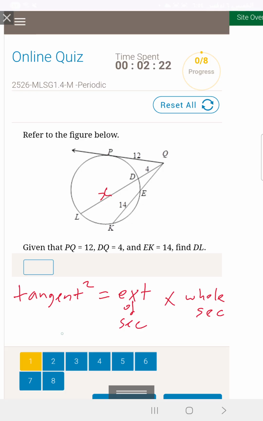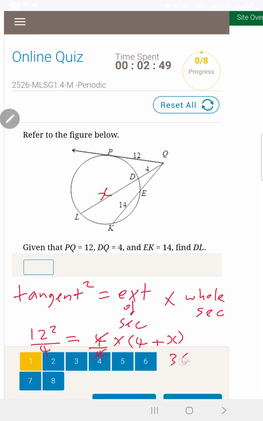So depending on this formula, we can see now the tangent here is 12. So 12 squared is equal to 4 multiplied by 4 plus x. That's the whole secant. Now you divide both sides by 4, cancel 4 and 4. Now 144, that's 12 squared, divided by 4 is 36. So now you can see 36 is equal to 4 plus x. Take 4 to the other side, 32 equal x. And that is question number 1.